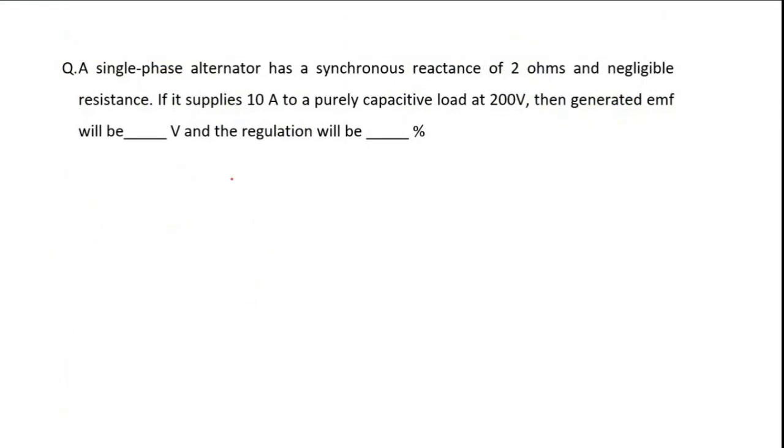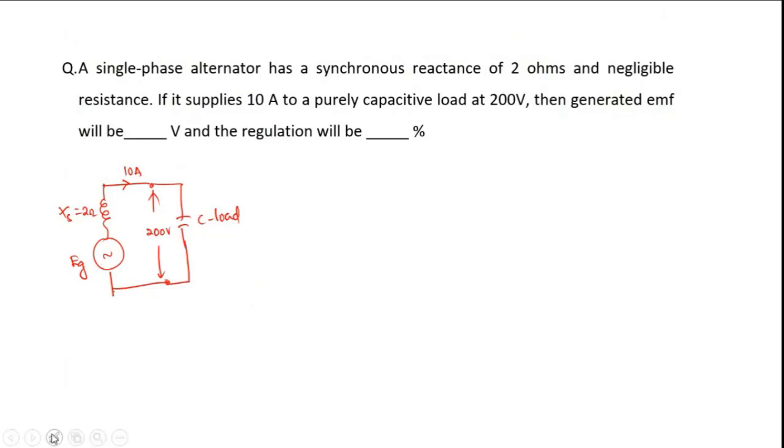Let me show you one example here. A single phase alternator has a synchronous reactance of 2 ohms and negligible armature resistance. If it supplies 10 amperes to a pure capacitive load at a terminal voltage of 200 volts, then the generated EMF EG will be dash volts, and the regulation will be dash.